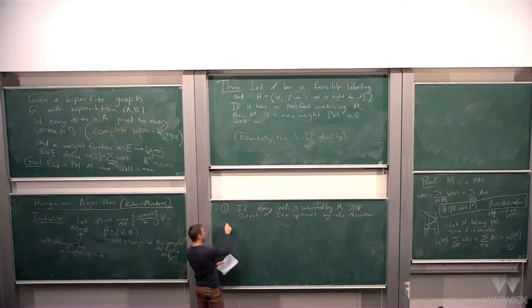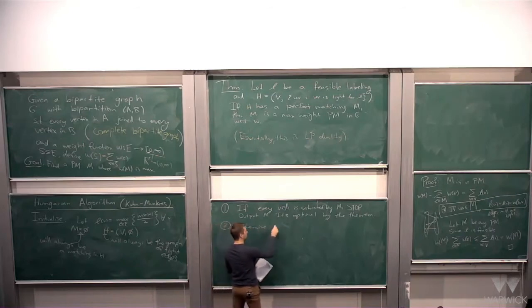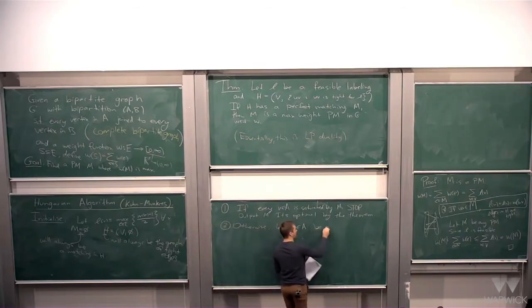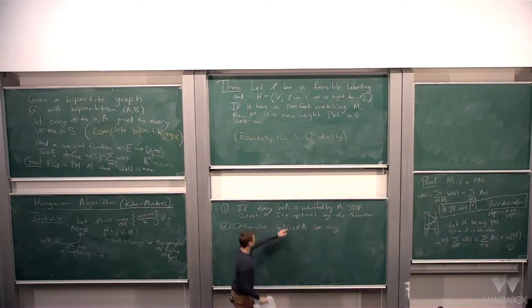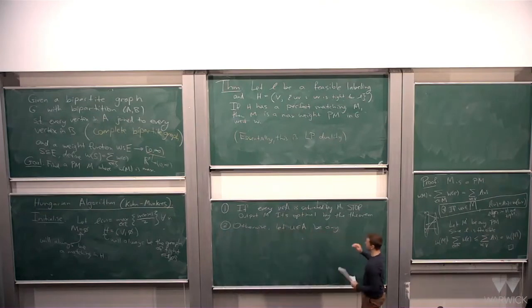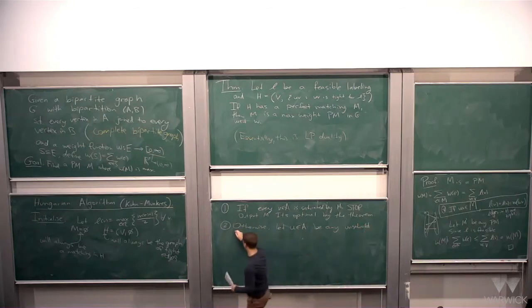Okay, so otherwise, let U be any, oh, by the way, remember we're in the setting where the size of A is the size of B, right? So if A gets saturated, then B gets saturated. So then it would be a perfect matching, right? So yeah. Okay, so otherwise let U be any unsaturated vertex, so a vertex not involved in the matching.